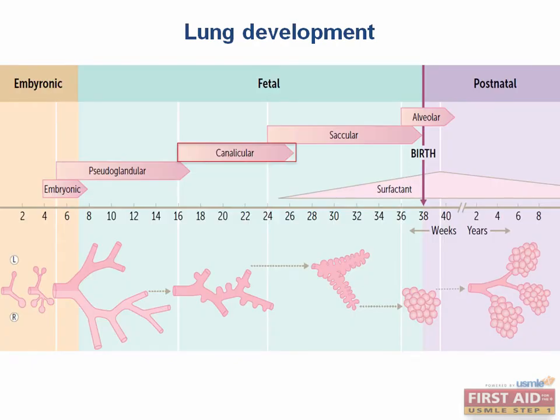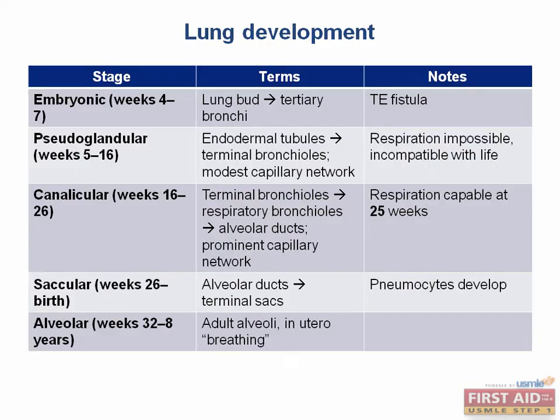The canalicular phase begins at week 16 and ends at week 26. Here, the terminal bronchioles will eventually give rise to the respiratory bronchioles and alveolar ducts. There is also a prominent capillary network now present. The most important time to point out is that respiration becomes possible during this stage, specifically during week 25.